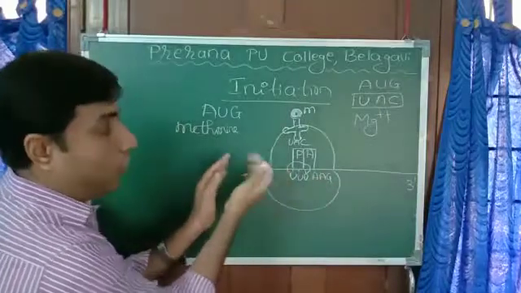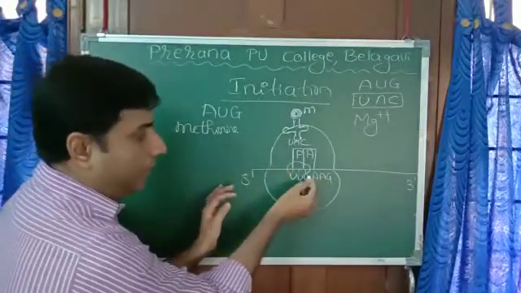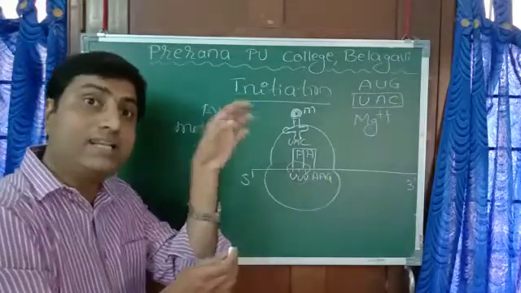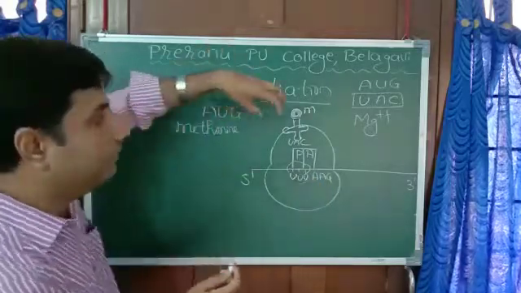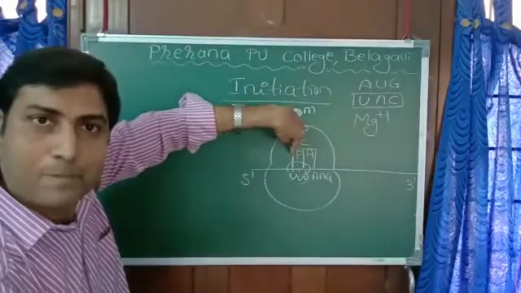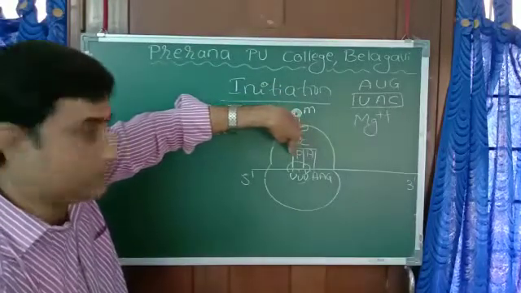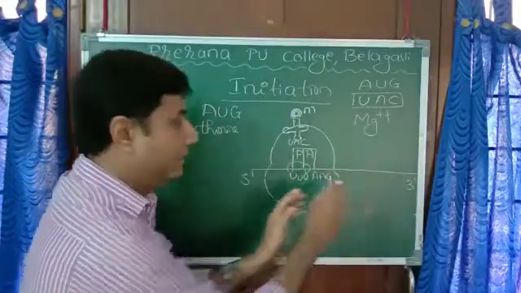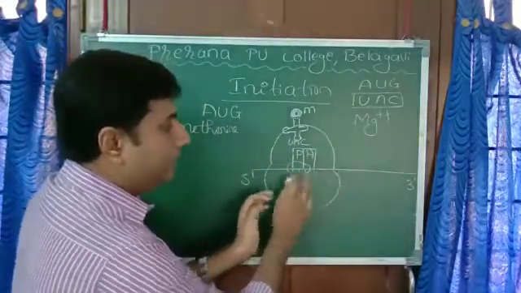AUG has already passed now. Now the codon related to this is phenylalanine, so the charged tRNA with phenylalanine will come and occupy this place now. Then again this will slide, then this AAG will come at this place.